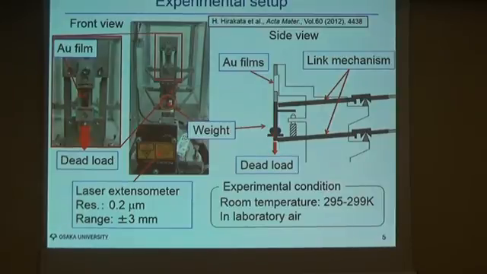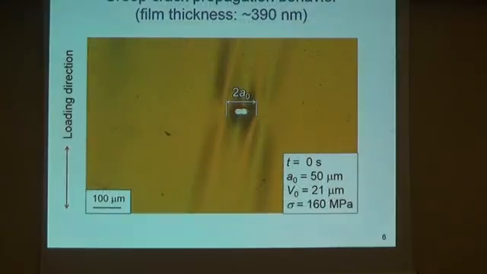And we also measure the elongation of the film using a laser extensometer attached here. We conducted all the experiments at room temperature and in laboratory air. So, in the next few slides, I'd like to show you some experimental results.